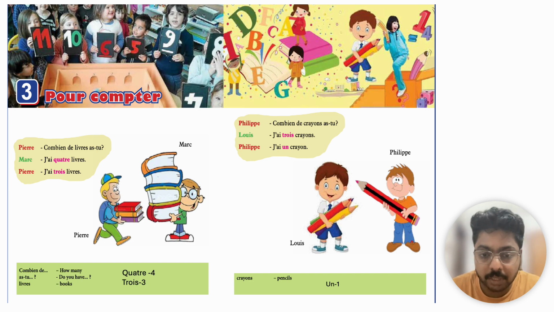You might have noticed there is no S here and there is an S here. And I guess you might have guessed also, because trois crayons, 3 pencils. Since it is plural, we are having an S here. And un crayon, it is singular, so we don't have an S here.